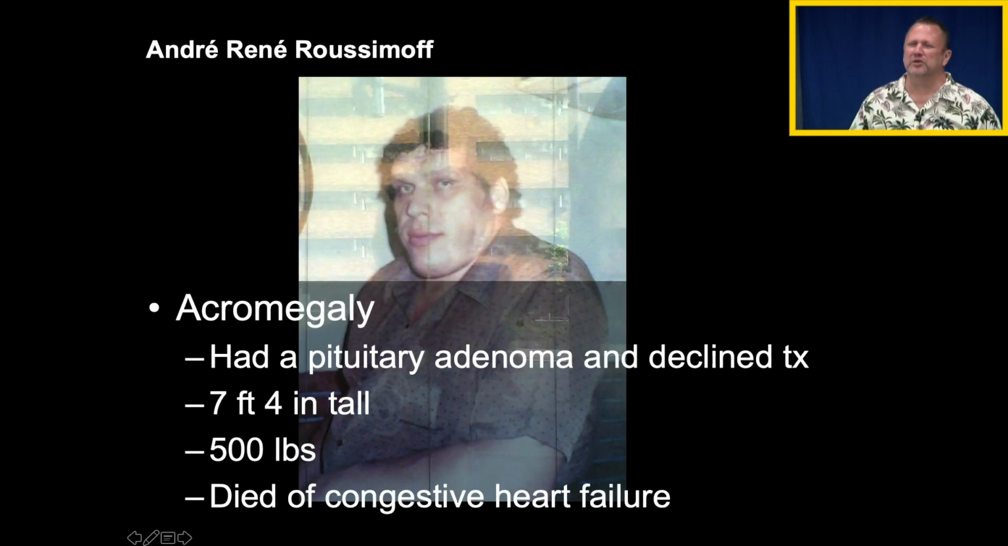So he had a pituitary tumor. He had an anterior pituitary tumor that secreted too much growth hormone. That resulted in him being 7 feet 4 inches tall, weighing over 500 pounds. And again, the body's not designed for this. So he died of congestive heart failure because of the fact that he was a giant and that was part of his occupation. He did not want to be treated for this pituitary adenoma.